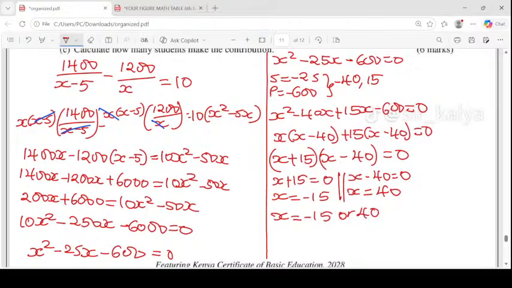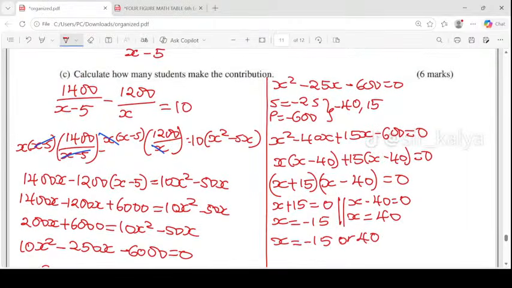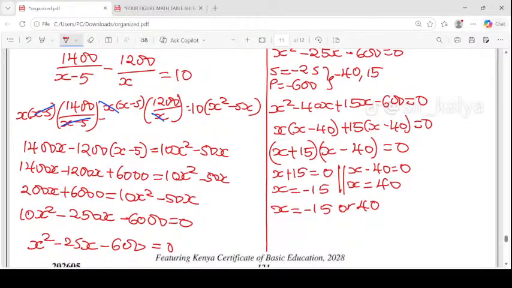But what was our x? Our x was the number of people. You cannot have x, number of people, as negative. Therefore, we are going to pick the value of x being equivalent to 40.